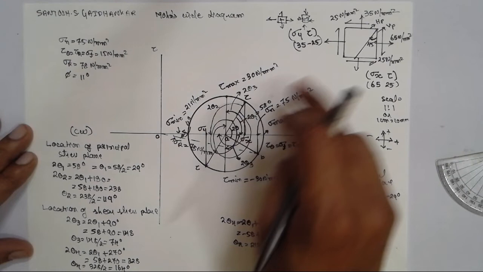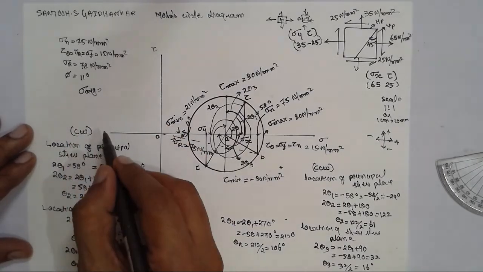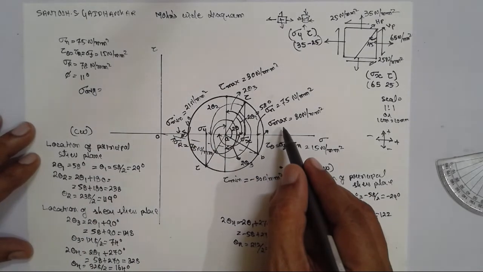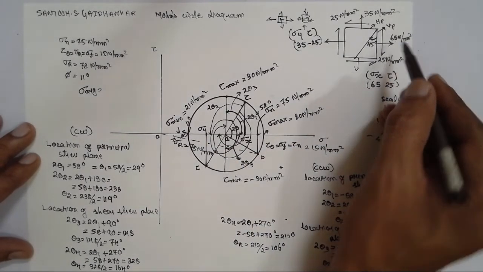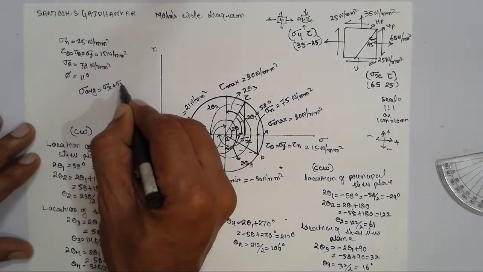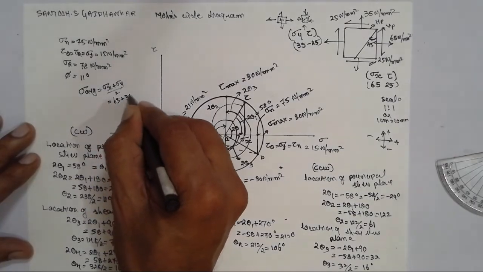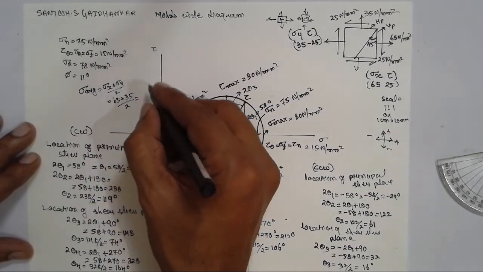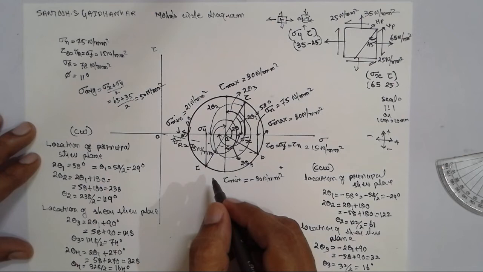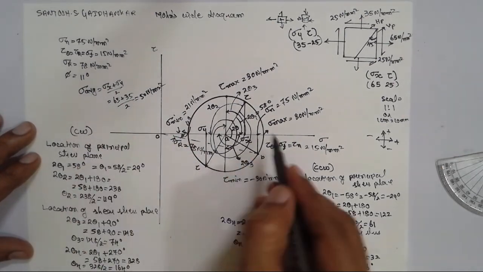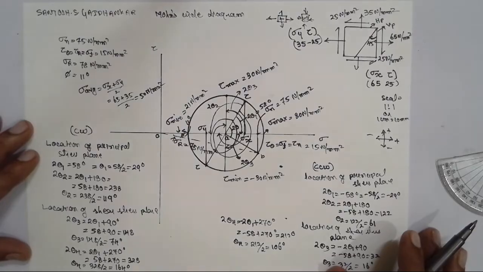Now finally, I am going to find out sigma average. The formula will be sigma max plus sigma min divided by 2, or based upon this also you can find out. That means sigma x plus sigma y divided by 2. Both are positive, 65 plus 35 divided by 2, which is nothing but 50 Newton per mm square. You can find out the average. The other formula is sigma max plus sigma min divided by 2. You will get the same result. In this way, you have to solve the problem.